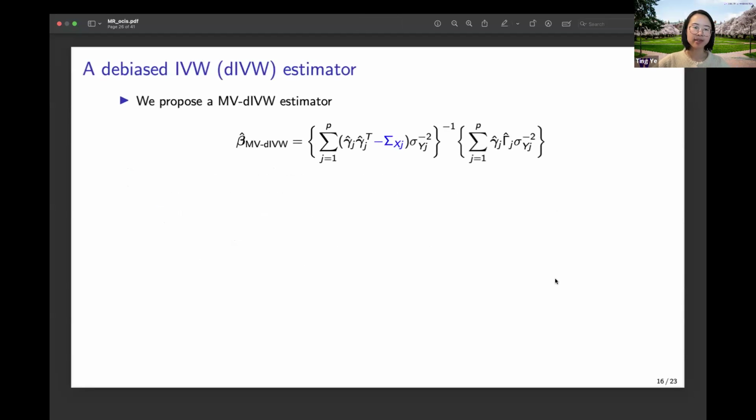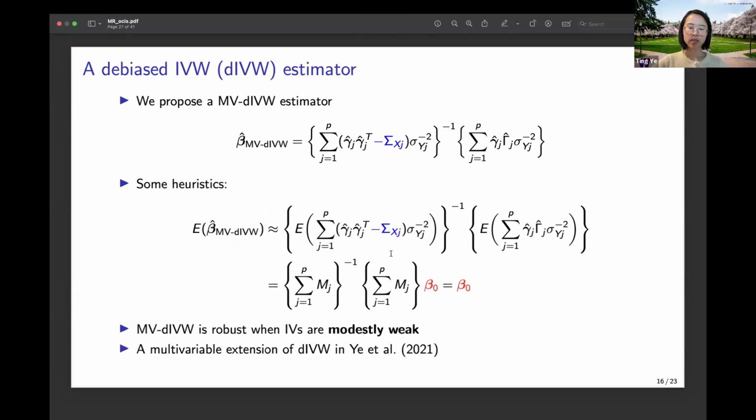So we propose this Debiased IVW estimator. It's a very simple modification, just subtracting this variance matrix in this inverse part. It's not so surprising, perhaps, because with this modification, we can do the similar exercise, and we see that this makes sure that the DIVW estimator can be well centered at beta 0. So from this simple modification, we see that the MV-dIVW is robust when IVs are moderately weak. And this is a multivariable extension of univariable DIVW in our prior work.